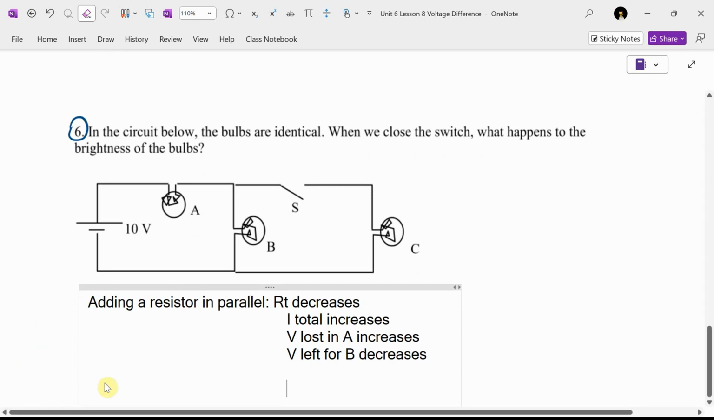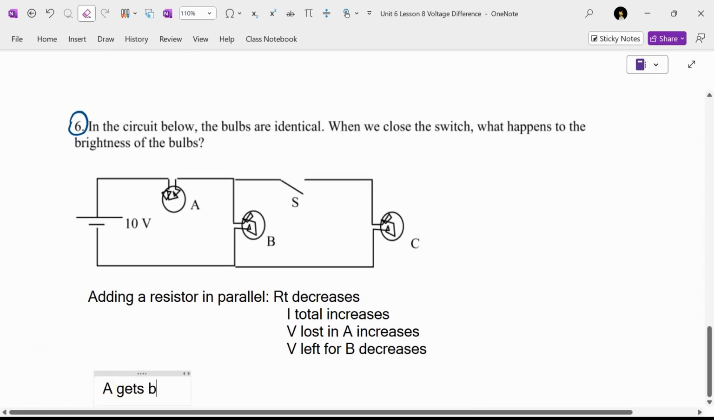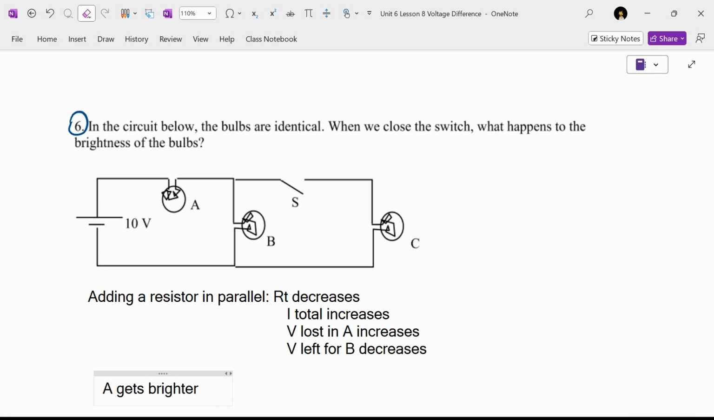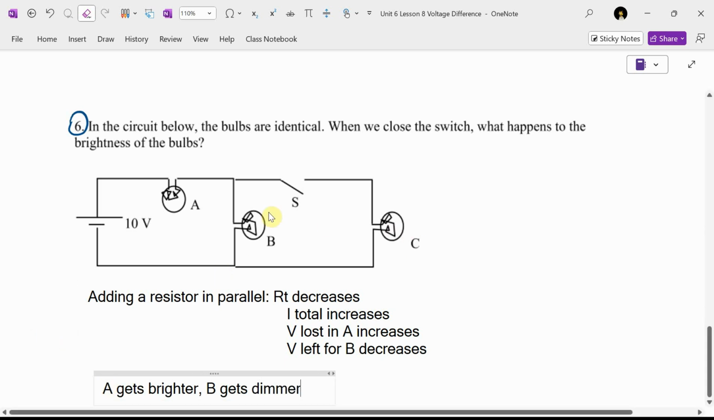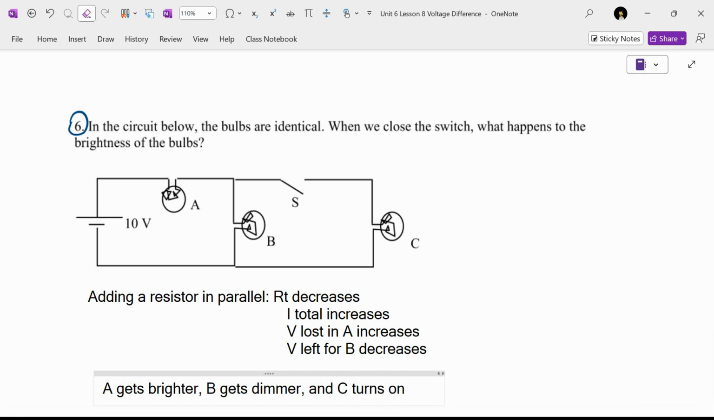So what does that mean? It means A gets brighter because power equals I squared R. I got bigger. B gets dimmer because now it's splitting the current with bulb C. There's less current going through here. Power is I squared R, or V times I. And of course C turns on. Otherwise, no electricity was going to it before. So, brighter, dimmer, on.